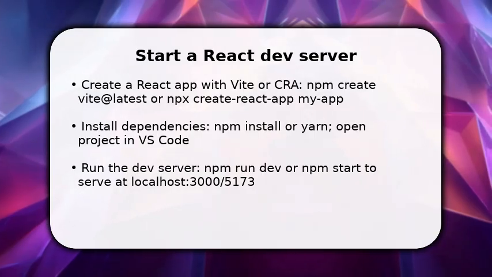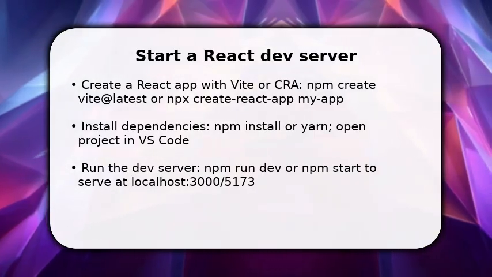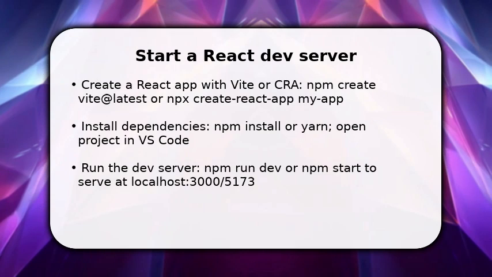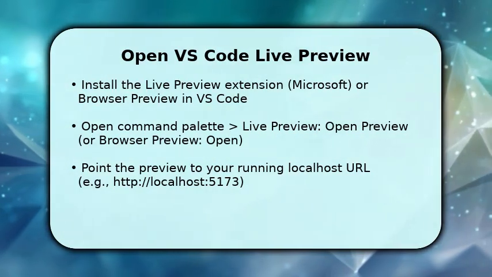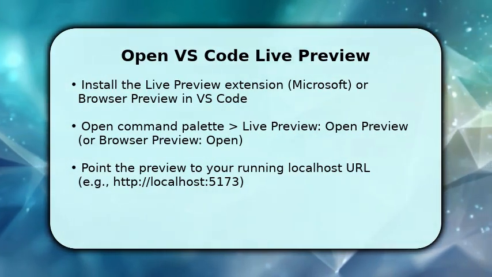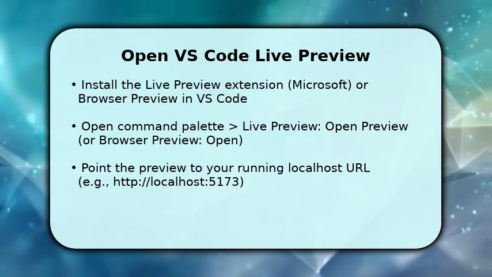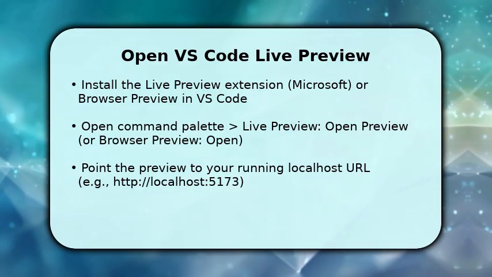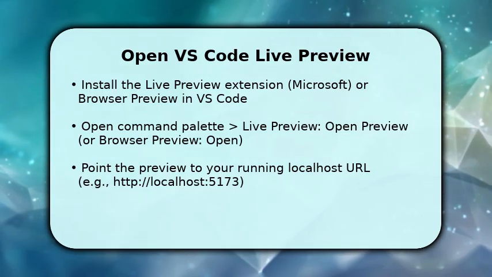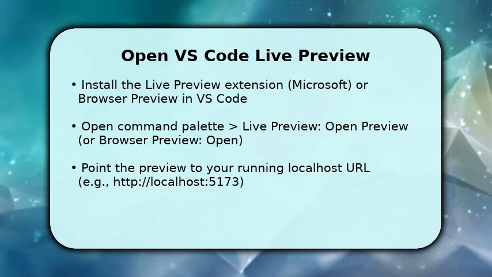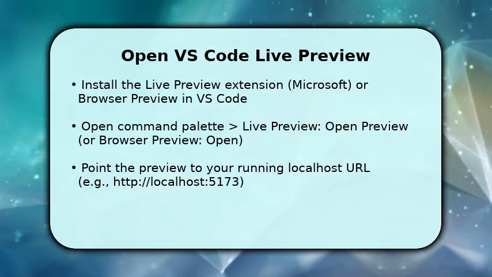These steps give you a fast, refreshing bundle. This is what the VS Code preview will connect to. You now connect VS Code to that running dev server using a preview extension. Install Live Preview or Browser Preview, then open the command palette and pick the appropriate Open Preview command. Once done, paste or set the running localhost URL into the preview input so it loads your app.